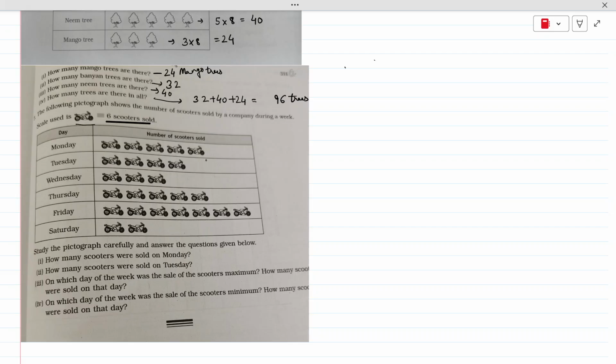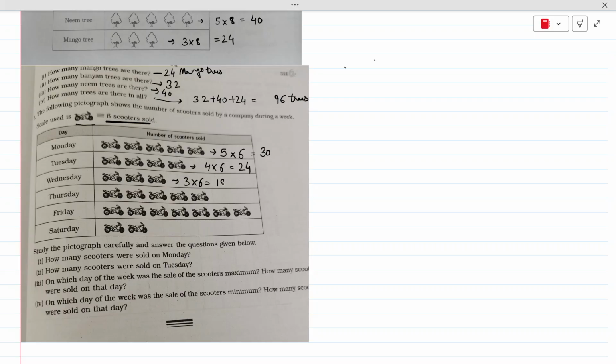Okay, so let us first find out the data here. Let us find out how many scooters were actually sold on Monday. So it will be 1, 2, 3, 4, 5. So 5 pictures multiplied by 6 scooters, because every picture is representing 6 scooters. So it will be 30 on Monday. On Tuesday it is 1, 2, 3, 4. 4 multiplied by 6, which is 24. Then we have 3 multiplied by 6, 18.